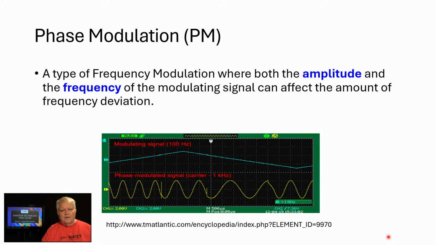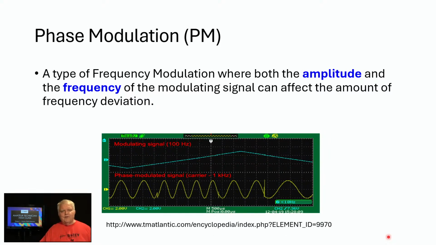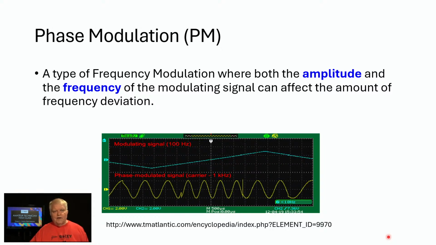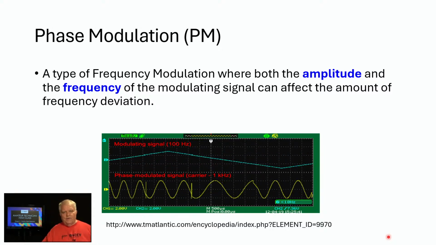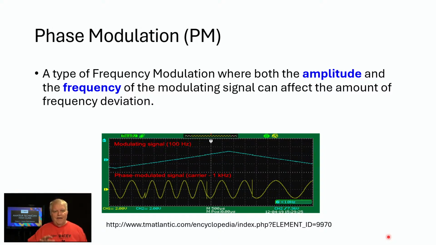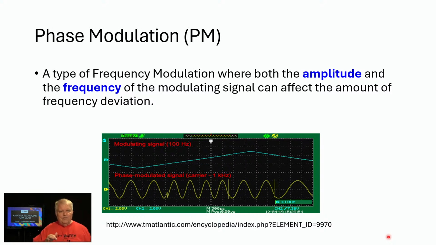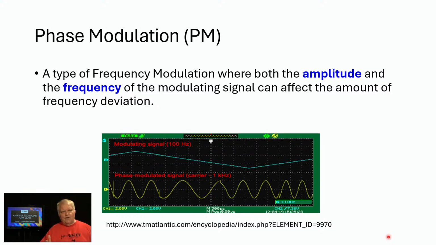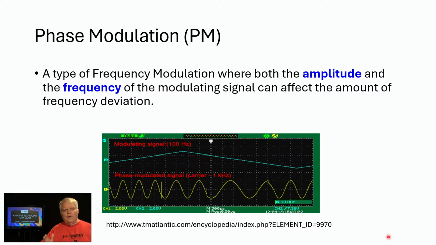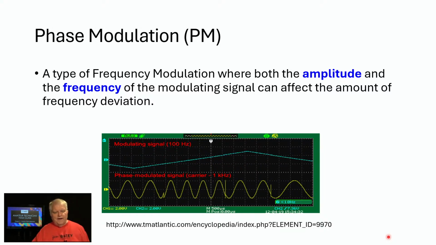What's phase modulation? Well, phase modulation is a type of frequency modulation where both the amplitude of the, let's say, audio signal and the frequency of the modulating signal affects the frequency deviation. With FM, it's just the amplitude. But with phase modulation, it's amplitude and frequency that change the modulation characteristics. And in the technician class, that's really all you need to know. But we expand further on this in the general and then extra classes.